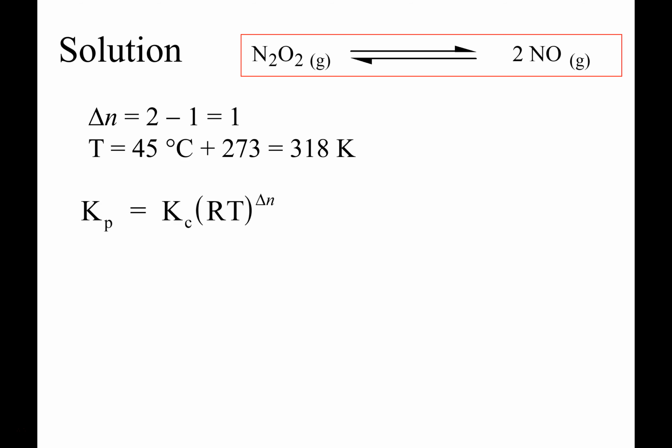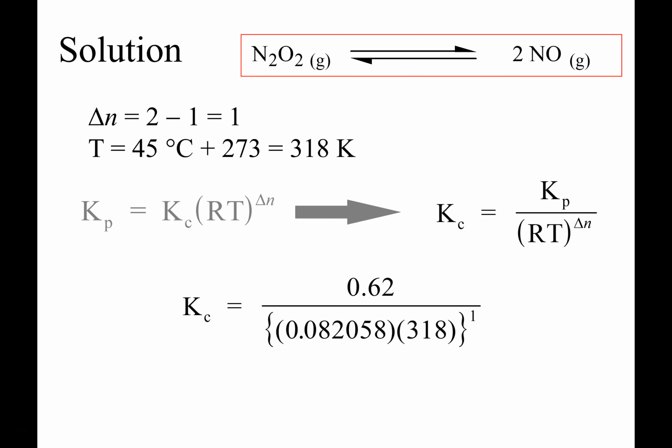So we need to do a little bit of rearranging for this one. Divide both sides by RT to the delta N, and it looks like this. Our KC is equal to KP over RT to the delta N. I'm ready to plug and chug.